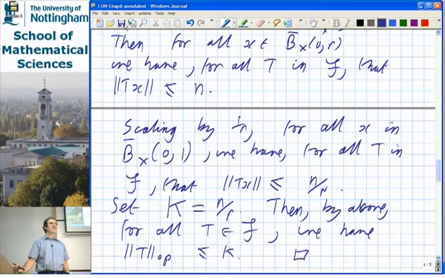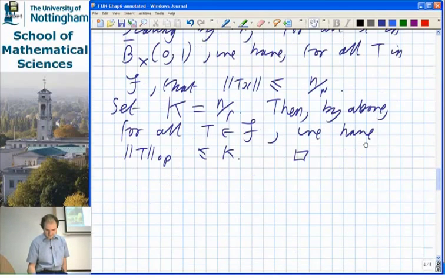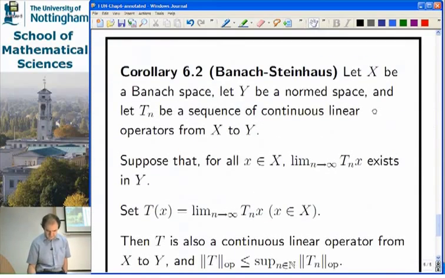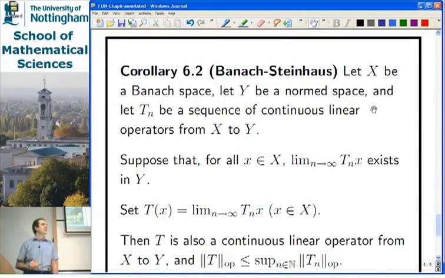Any questions on that proof? It's a typical Baire category theorem symmetric convex set proof. Okay, so we now have Corollary 6.2, Banach-Steinhaus.